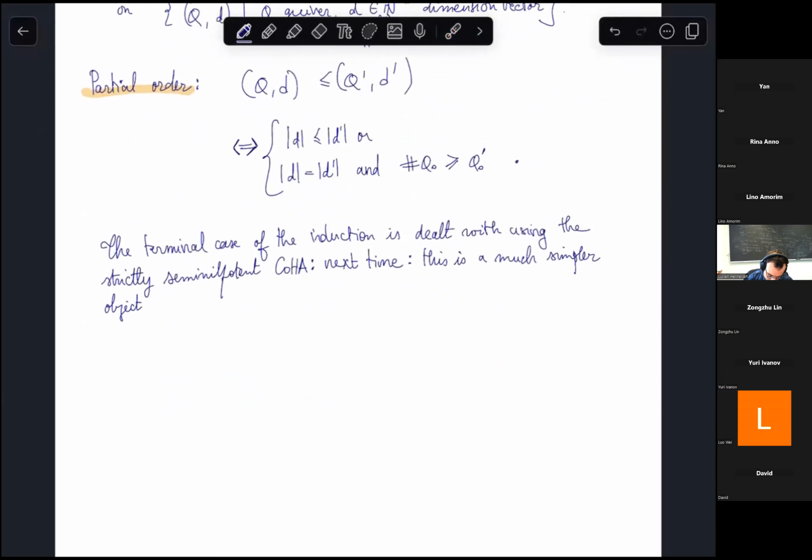So instead of the stack of representations of pi q, you take the substack of strictly semi-nilpotent representations. What is semi-nilpotent? Which means that you take representations of pi q. Each half of arrows is nilpotent. But it's a stronger condition actually. So you should include paths, not only individual arrows. Yeah, okay.